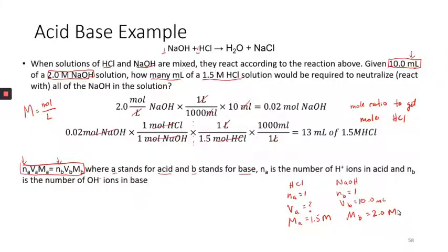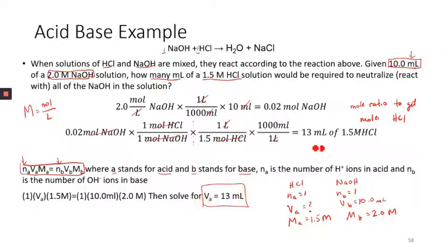Okay, so now you could plug it into the equation. So you have your 1 for Na, Va is what we're solving for, 1.5 is the concentration, and then you do the same thing for the base, and then you solve for Va and you get the same answer. So this is an easier way, but it is also important to understand the stoichiometry and where it comes from.